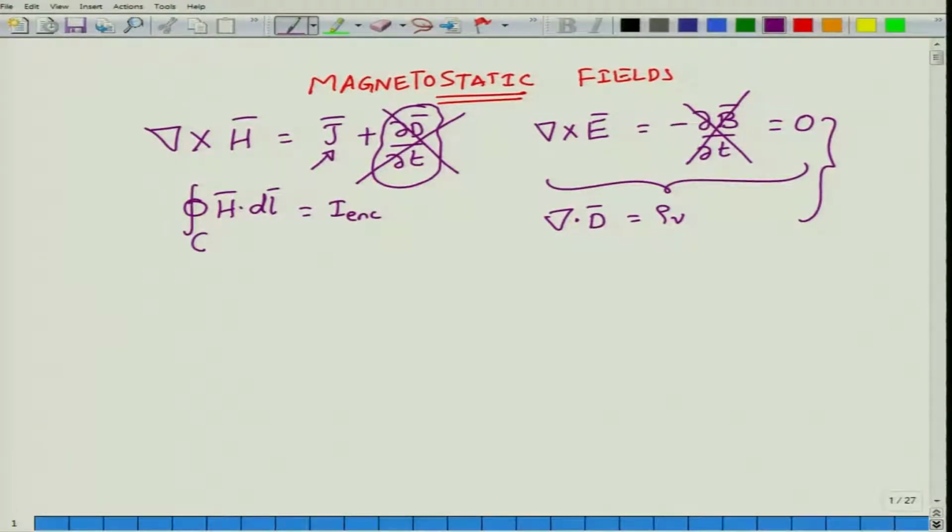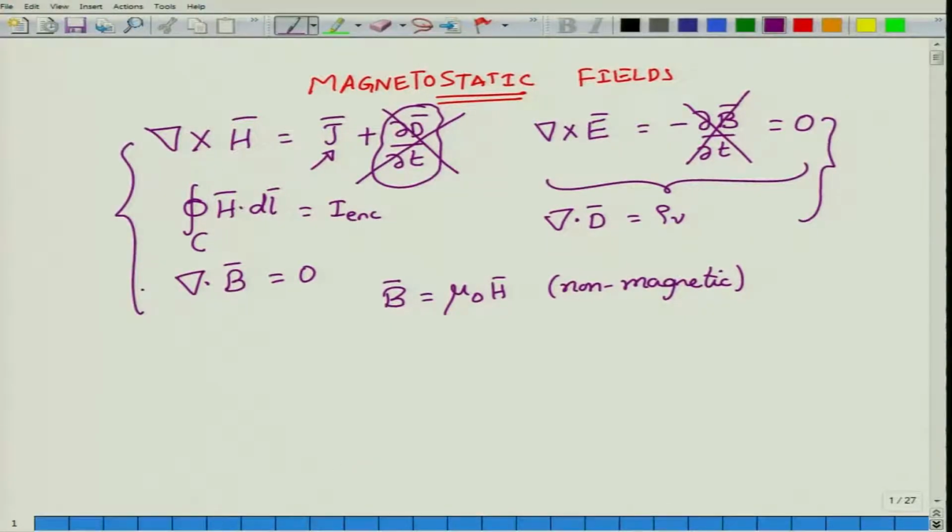Together with this curl equation, if we supplement the equation with del dot B equal to 0 and we consider a medium where B is always equal to mu naught into H, this is the so-called non-magnetic medium. So, if we specialize only to the non-magnetic medium, then B is equal to mu naught into H and the divergence of B is always equal to 0. So, together these two equations can be used to compute magnetostatic fields.